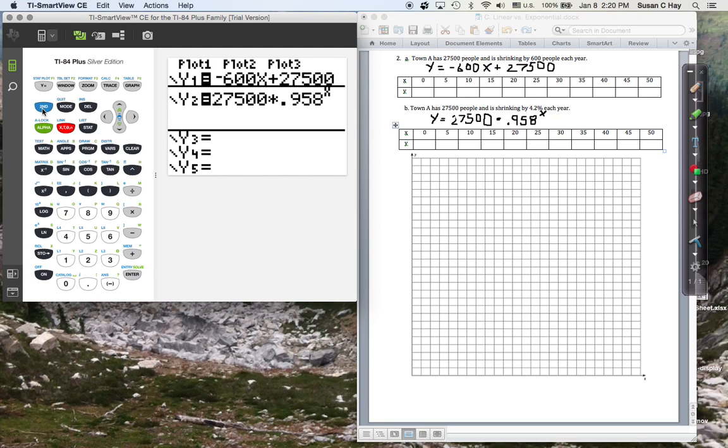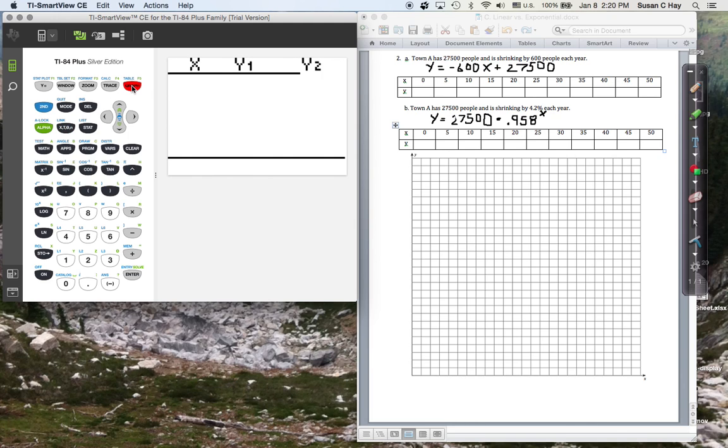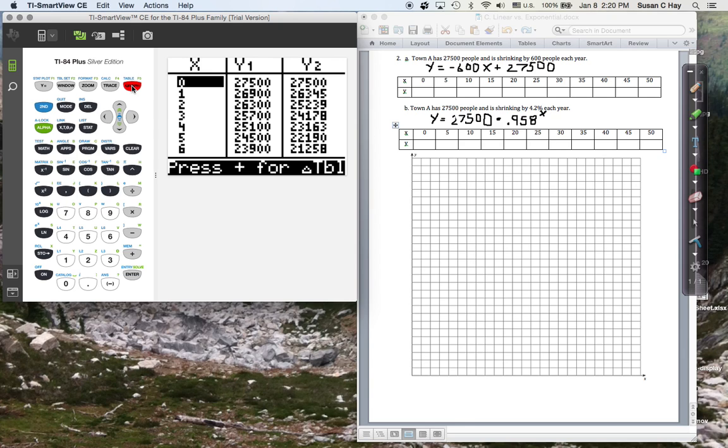Okay, so now we've got to look and see what our table looks like. So hit second graph, and we get to our table. There's our table for both functions. I am not going to fill out my tables up here, it'll take me way too long and you'll get bored. So I'm going to look at my tables to set up my two axes. Let's start with the linear equation, and let's use a blue pencil. Starting at 27,500, we're going to set up our y-axis.